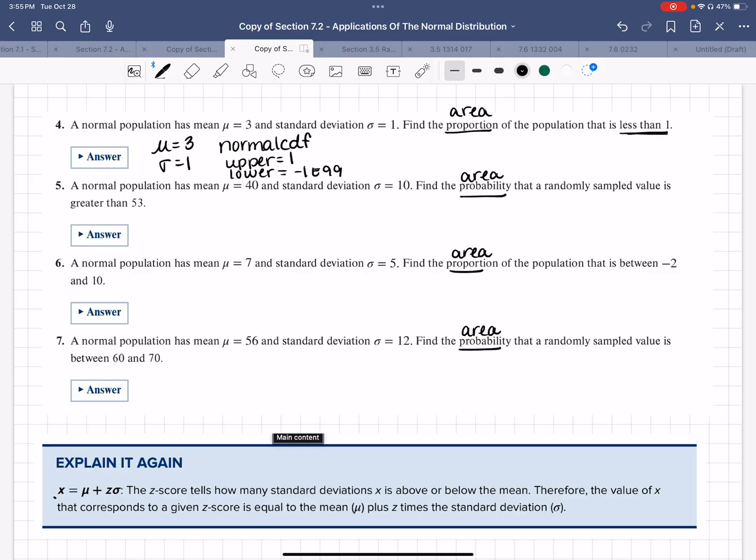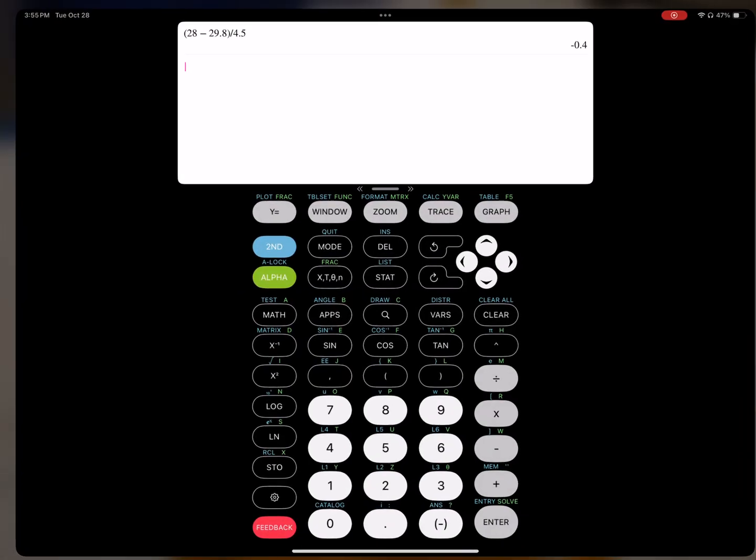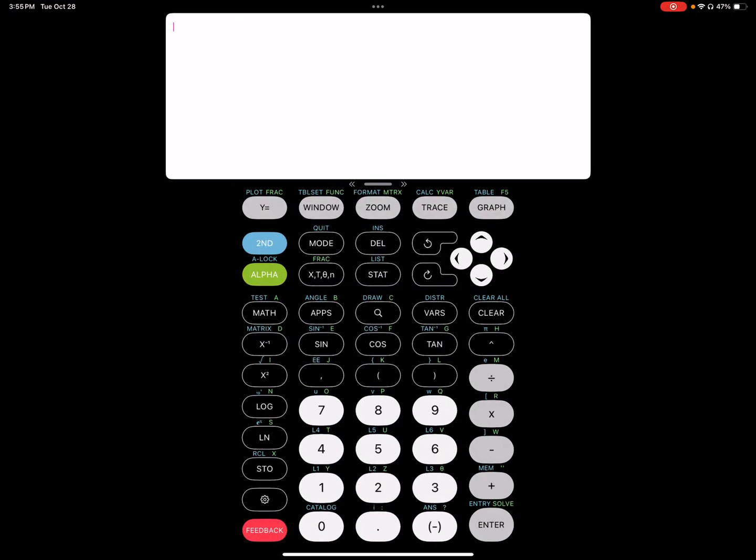Remember how we would do? Okay, so I should have normal CDF negative 1e to the 99, comma 1, because that's my upper. But then remember, this time we're changing it. The mean isn't 0 anymore. The mean is 3, and that standard deviation, yes, it's still 1 in this particular problem. So I go over here. I'm going to clear this. I'm going to do second vars. I'm going to go down to normal CDF. I'm going to hit enter.